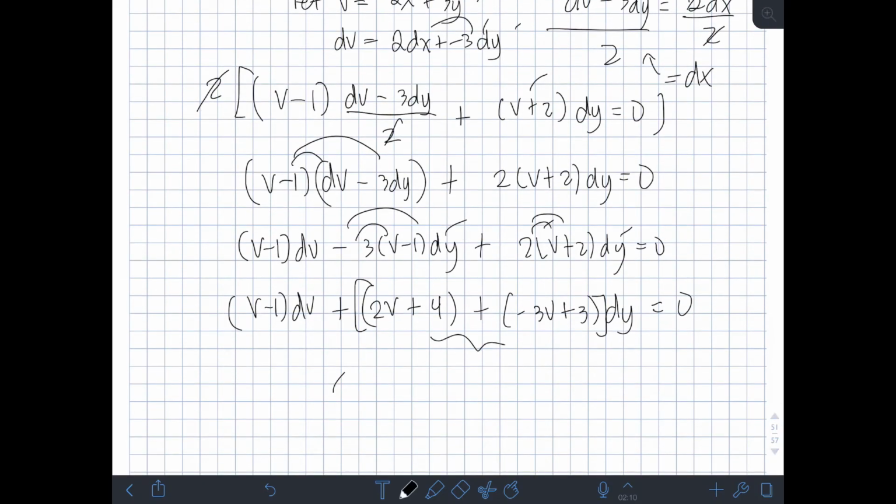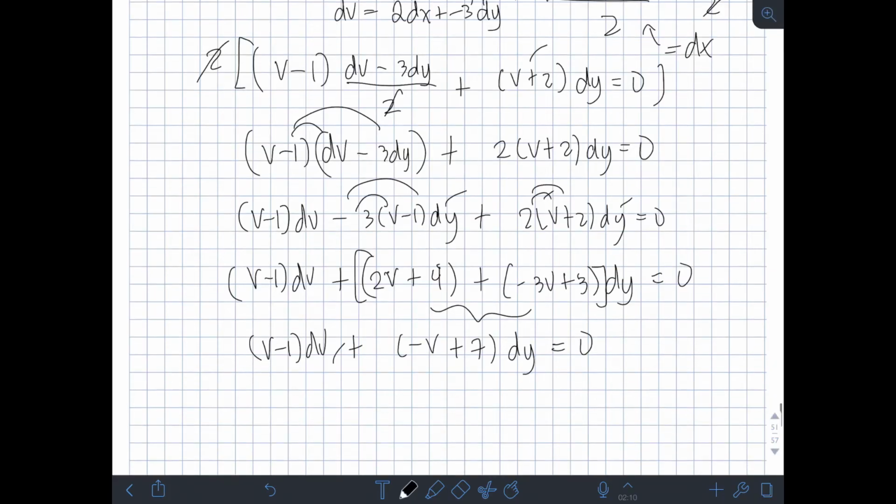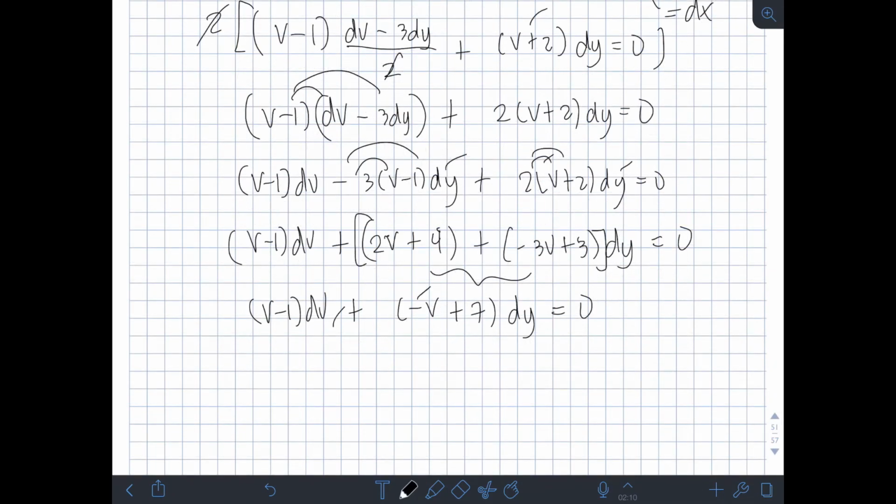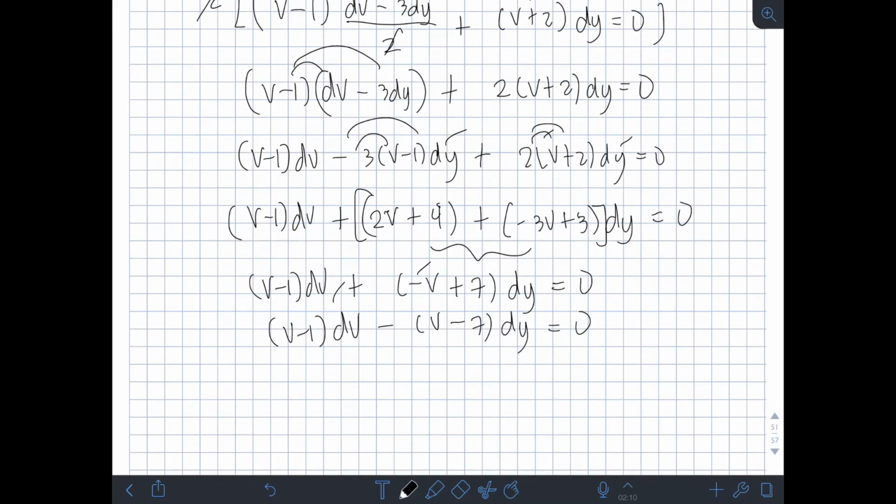So, combine ngayon natin itong nasa loob. Magiging, copy ko lang to, (v - 1) dv plus, magiging 2v - 3v is negative v, and 4 + 3 is positive 7, dy equals 0. So, factor out natin yung negative dito para maging (v - 1) dv - (v - 7) dy equals 0. So, separable na siya.